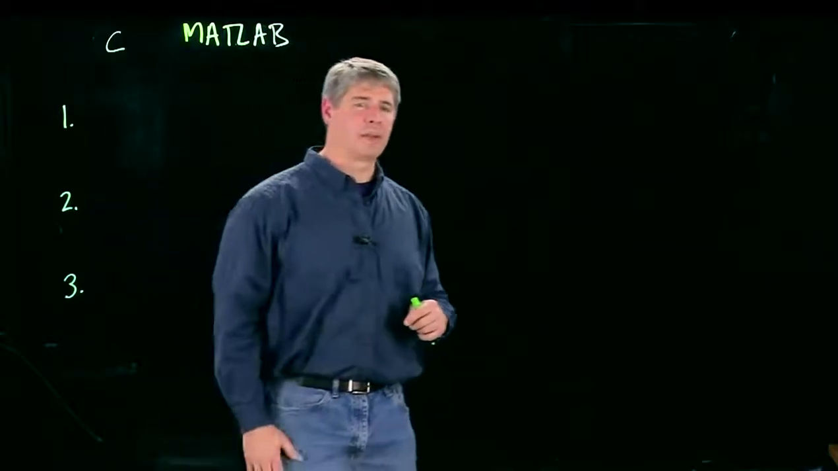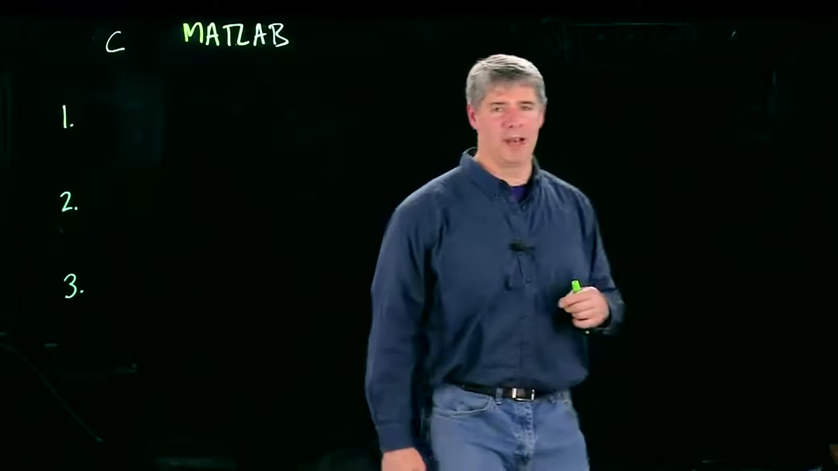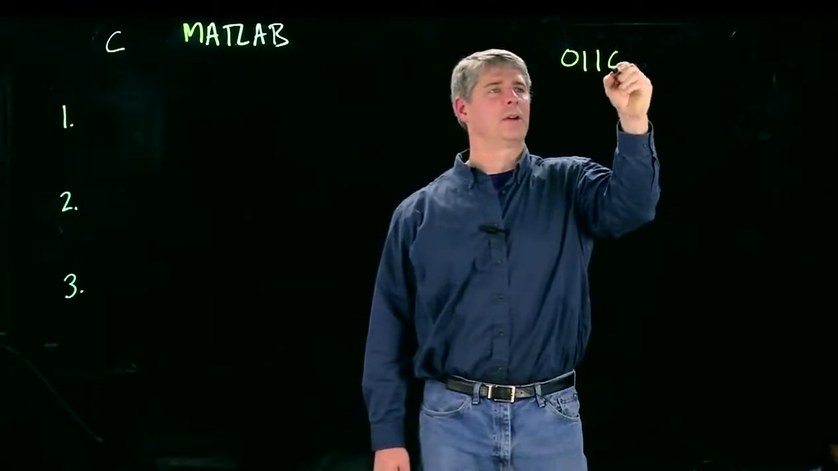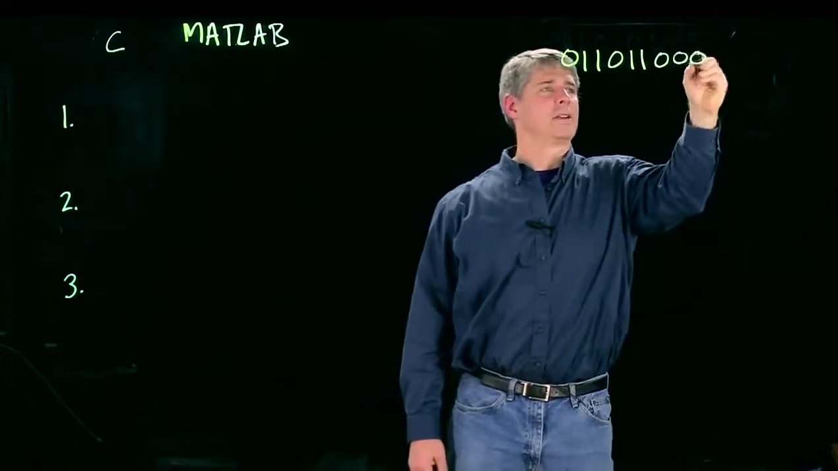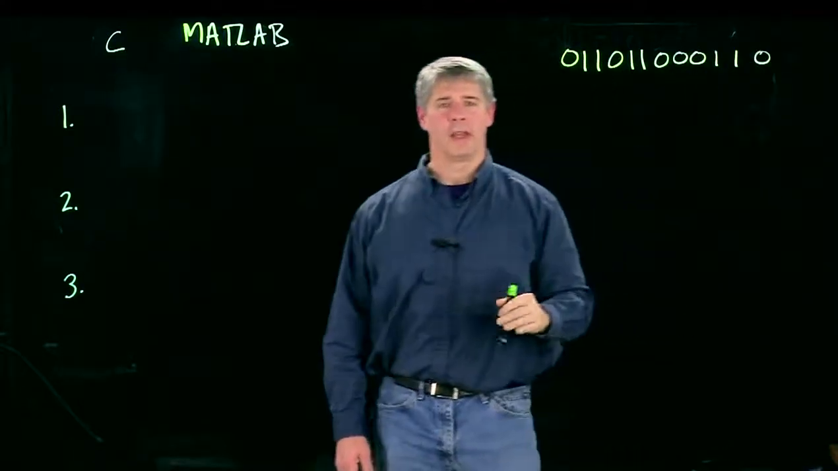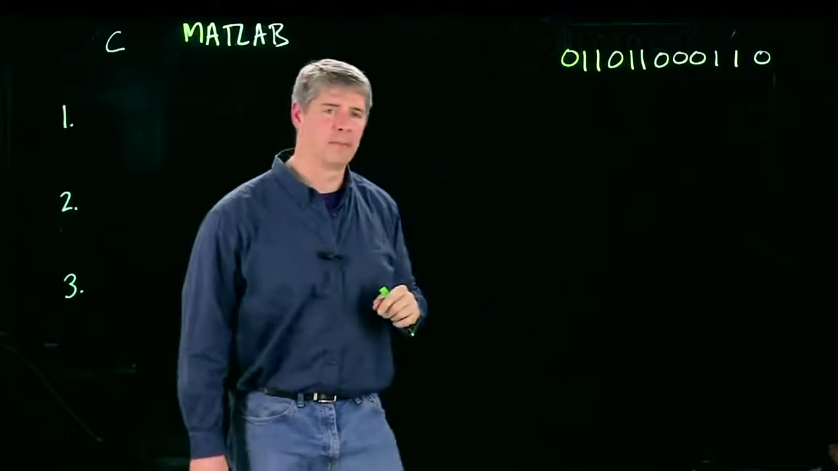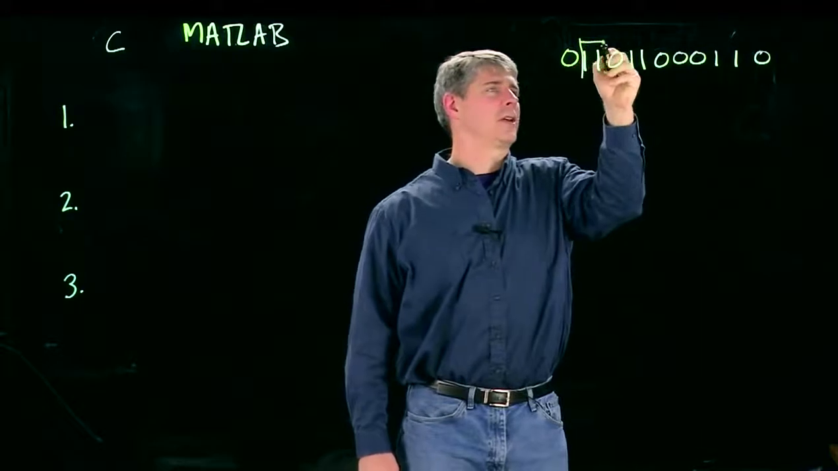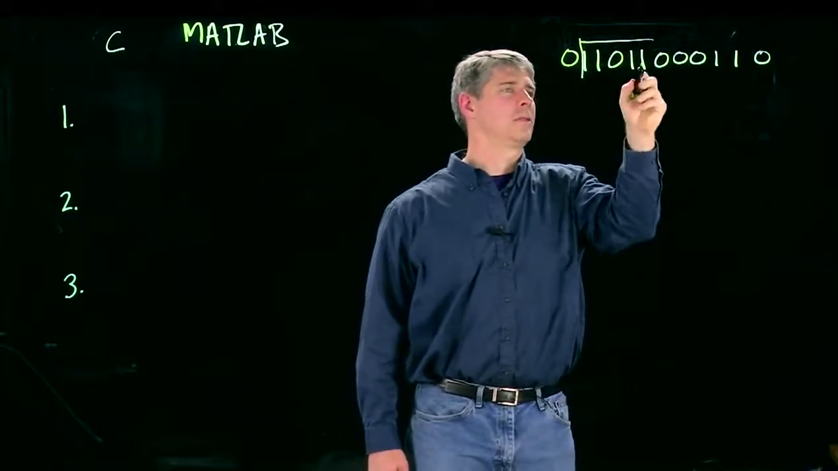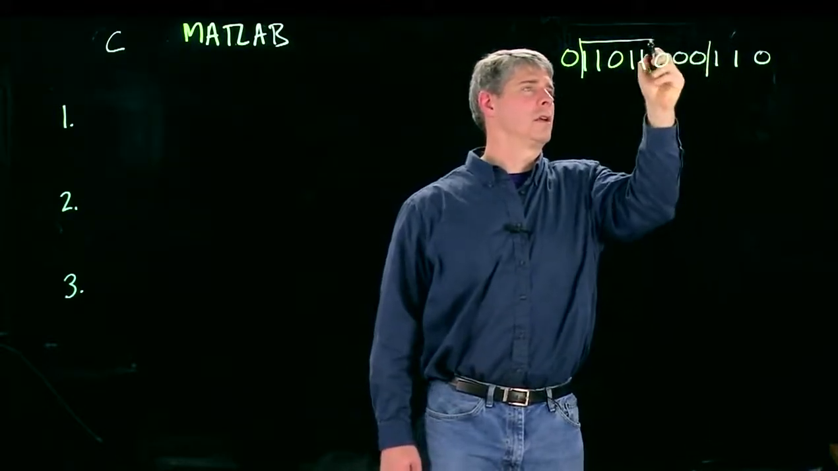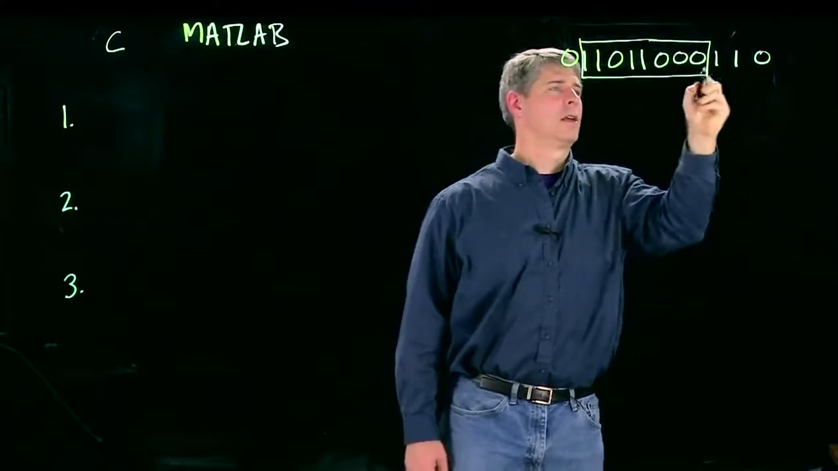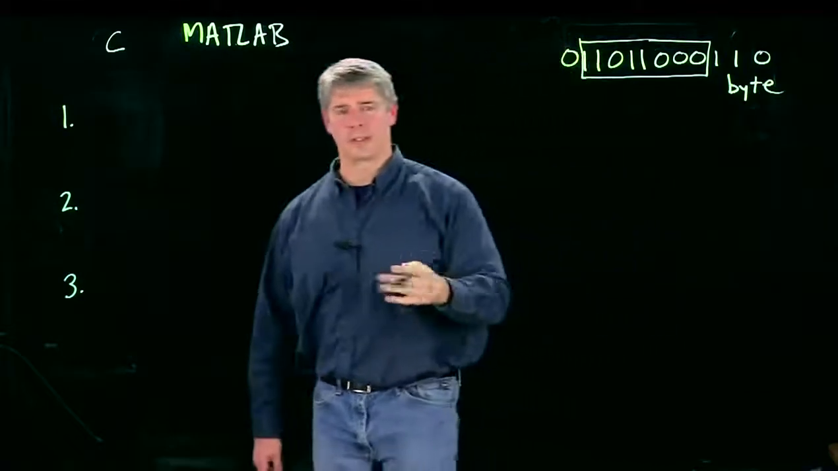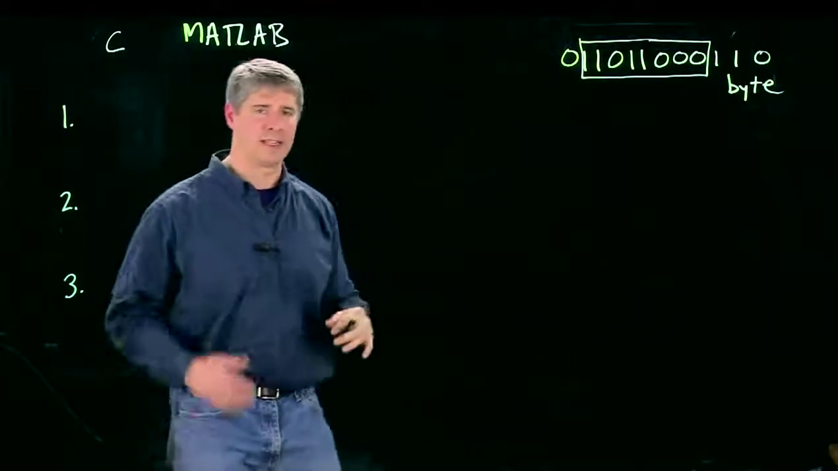So before talking about differences between C and MATLAB, remember that any data or program on a computer is represented by a series of zeros and ones. And each one of these is called a bit. These zeros and ones are grouped together in groups of 8. 1, 2, 3, 4, 5, 6, 7, 8. And these 8 together are called a byte. For instance, your laptop might have 8 gigabytes of RAM.